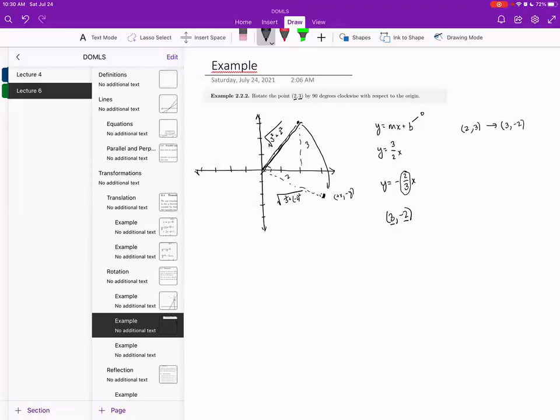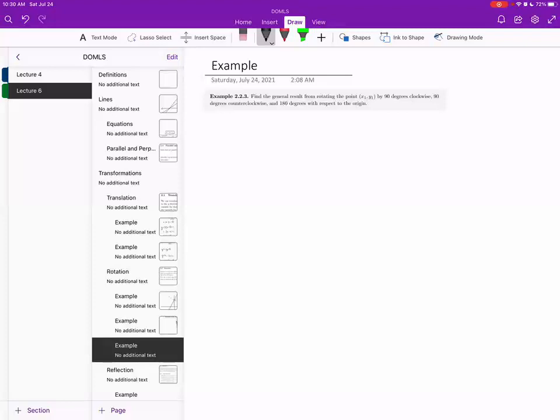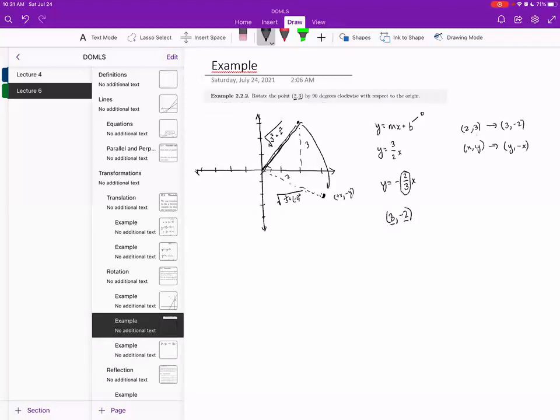So notice how we took this point that was of the form x, y, and it almost looks like what we did is we went to y, negative x. And in fact, that's basically what happened. So if we try to generalize this, if we have a point x1, y1 and it's rotated 90 degrees clockwise, then we're going to go from x, y to y, negative x. That's essentially what we got here.